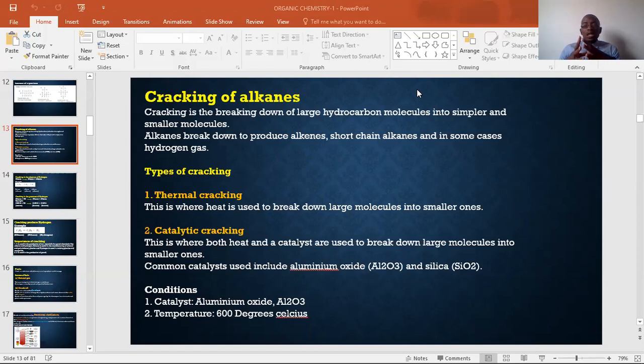Then catalytic cracking, by the word catalytic, means there is a catalyst involved. So this is where both heat and a catalyst are involved. A catalyst is there to speed up the process of breaking so that we can produce the smaller units in the shortest possible time. That is the main use of a catalyst. The common catalysts that we use are aluminium oxide and silica, or silicon dioxide.